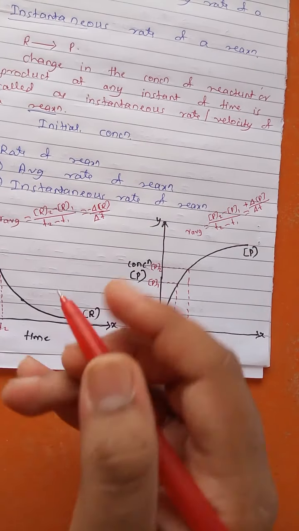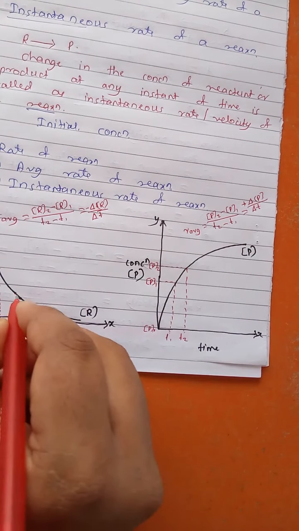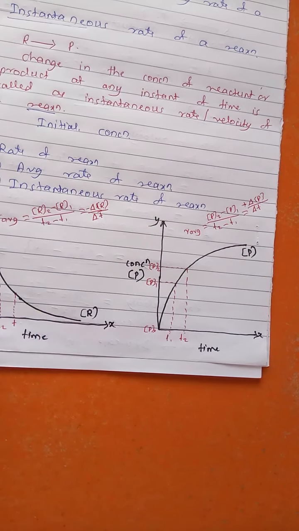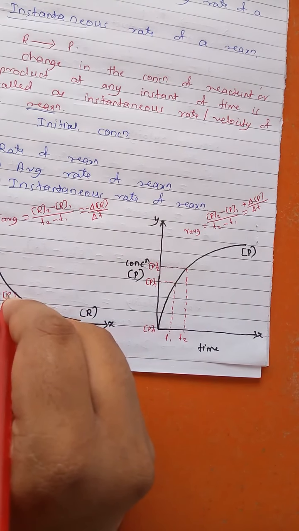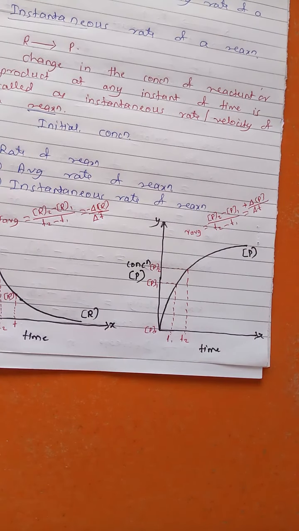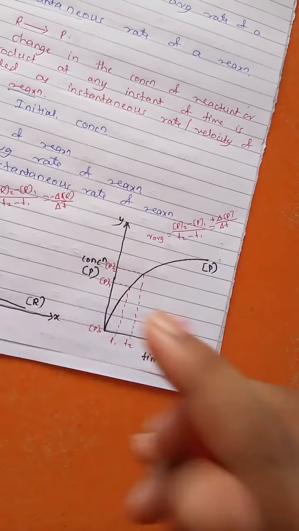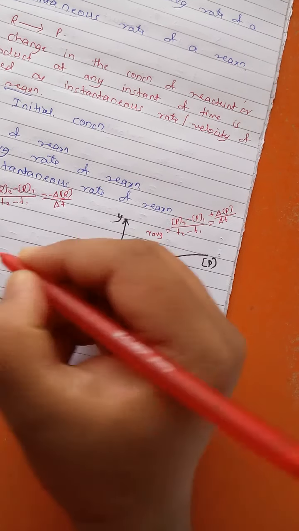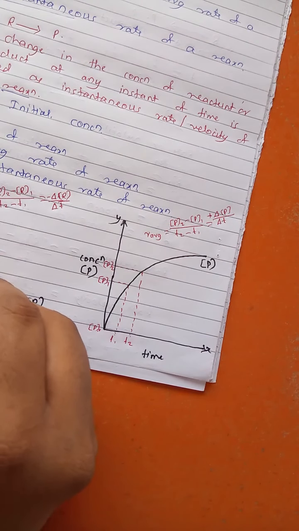Next, for the instantaneous rate of reaction, consider this point. This point itself is called the time T. At time T, this is the concentration of R. Let us consider the concentration of R. Next, at the time T, at this point we can draw a tangent to the curve. In this tangent we can draw a slope.